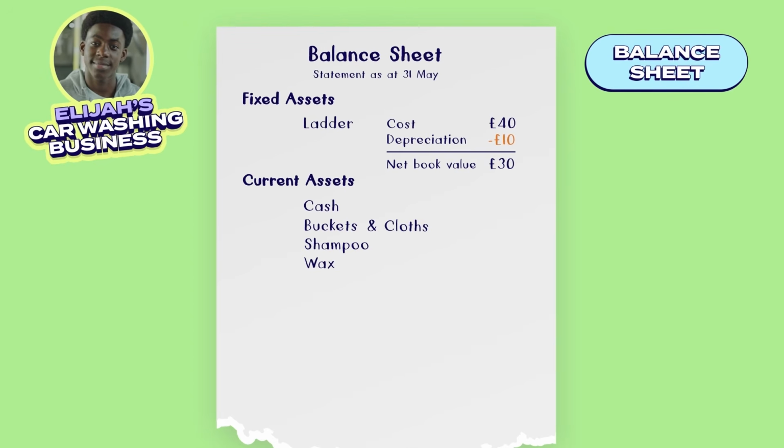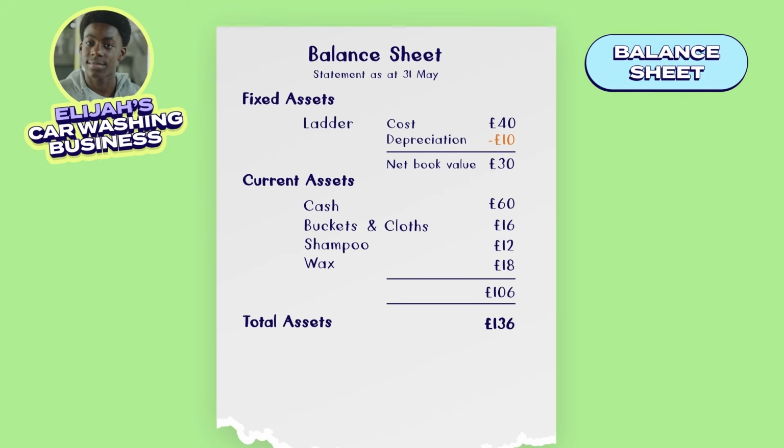After the fixed assets have been recorded, Elijah goes on to record the cost of the current assets left, which are £60 of cash, £16 of buckets and cloths, £12 of shampoo, and £18 of wax. That makes £106 of current assets, and when added to the fixed assets, it makes total assets of £136. Elijah's well pleased with having £136 of total assets.